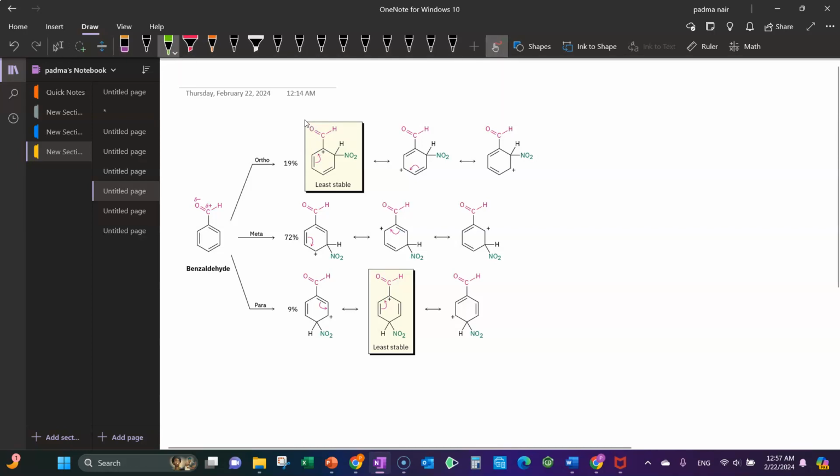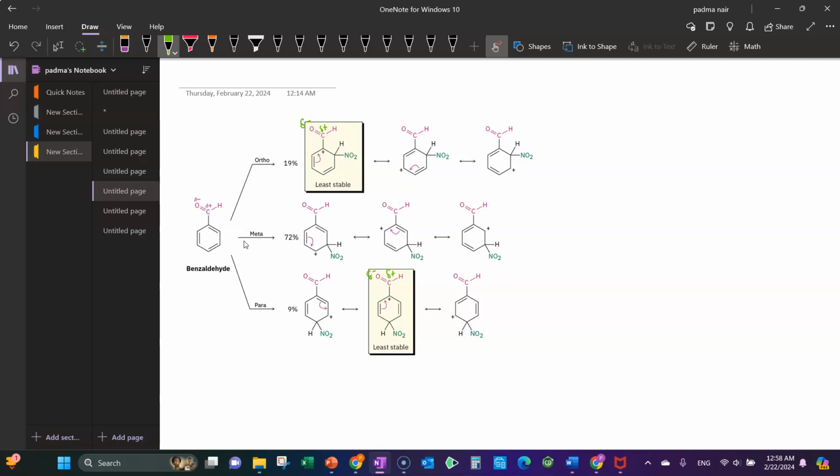Because oxygen here, the carbon-oxygen bond is polar, so oxygen gets a negative charge and this carbon is positively charged. So we have seen a scenario where 2 positive charges are close to each other. Same thing with para. If the NO2 attacks the para position, then we have one of the resonance structures of the sigma complex where the positive charge is again close to the positive charge of the other carbon atom. So this is a state of instability, least stable, because 2 positive charges are close to each other. Same thing here. See, 2 positive charges are close to each other.